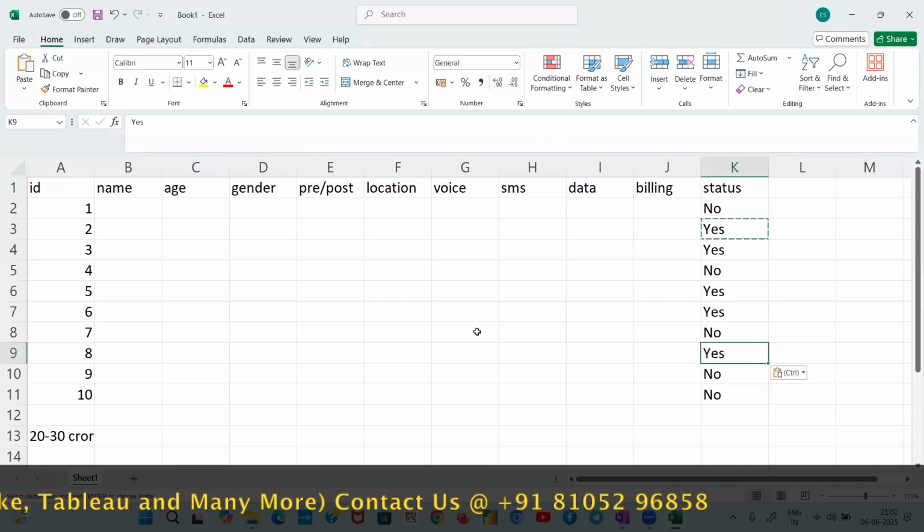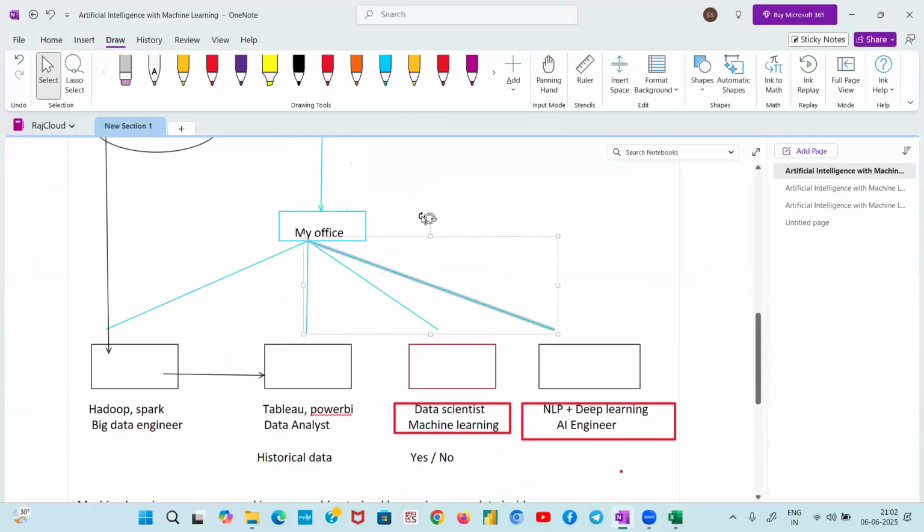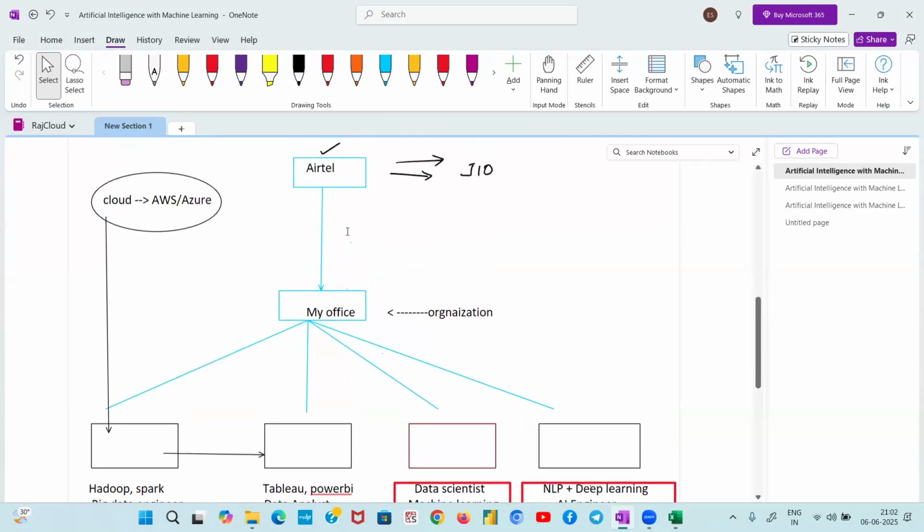So what I have done is, I took this entire data to one of the offices where you are working. Let's say you got a job in a specific company, and you are going to work in this company. So imagine this is your organization, where Airtel is giving a task to you. What's the task? What's the business problem here? The business problem is the loss of customers.